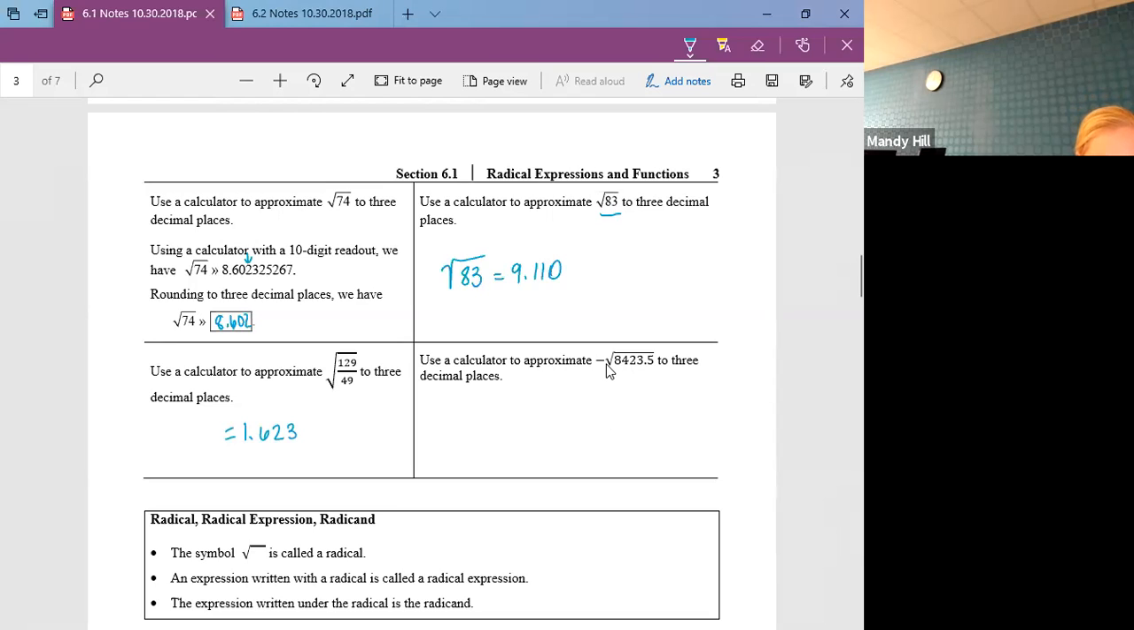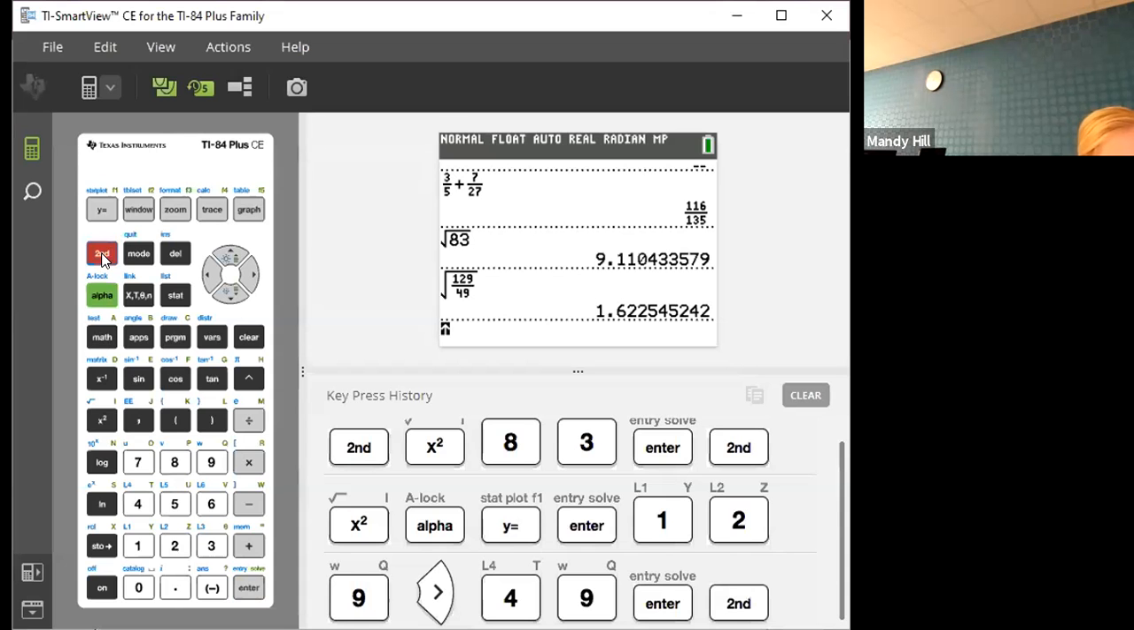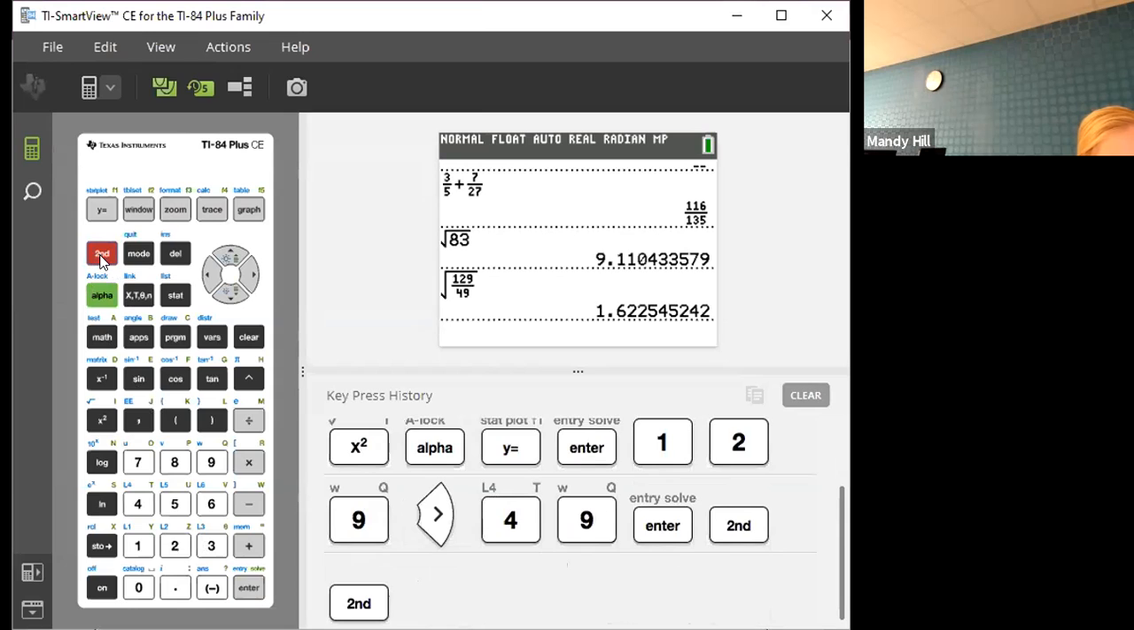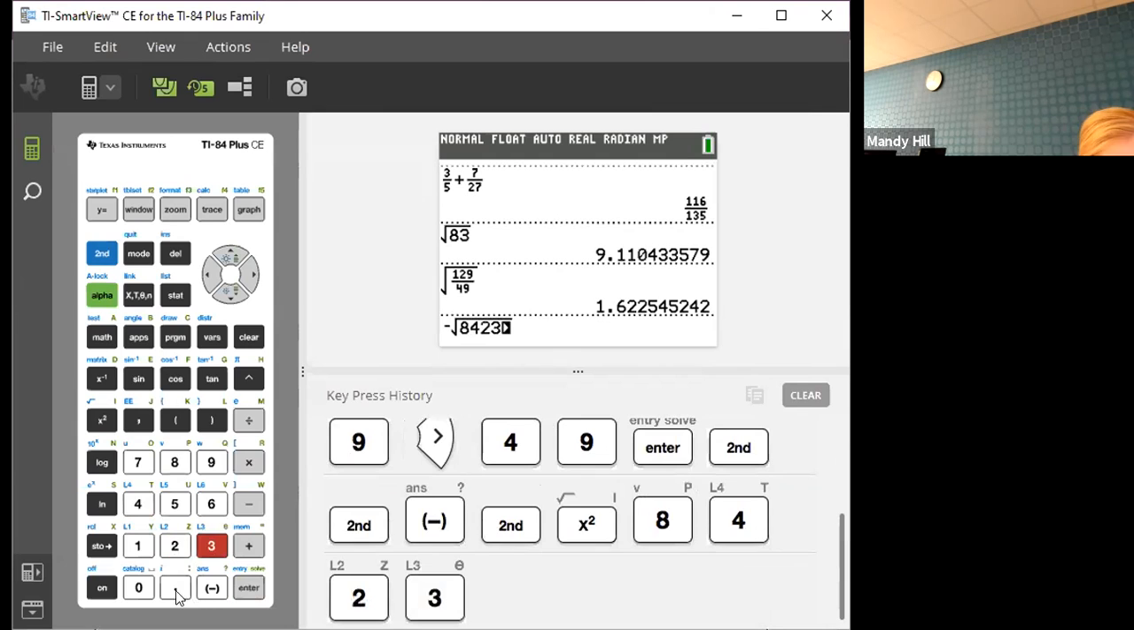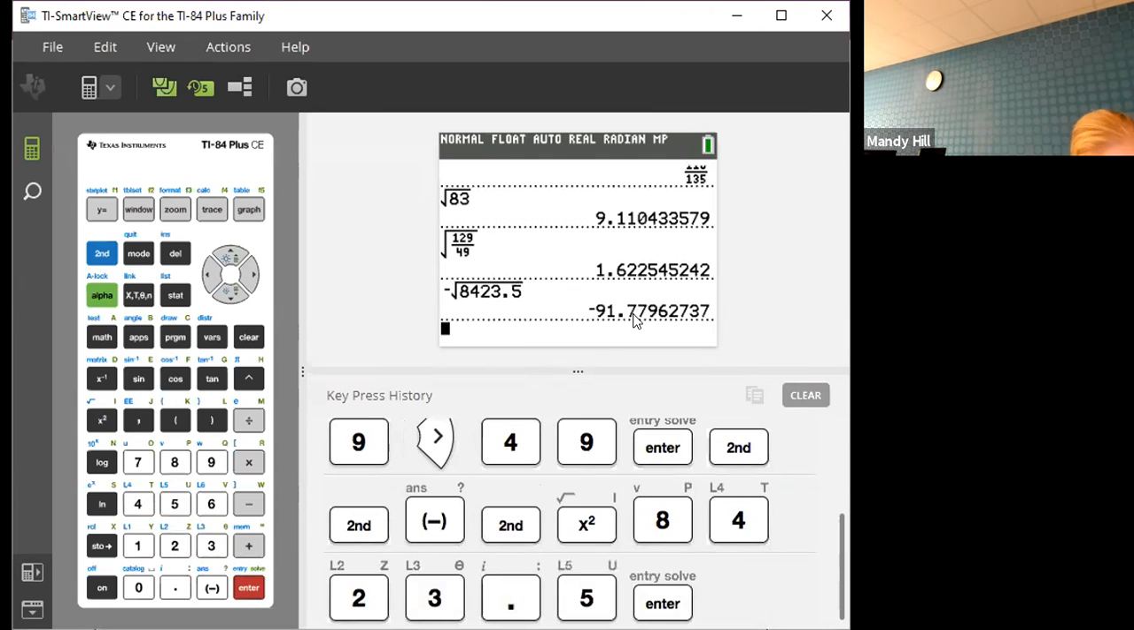Okay, they want us to use the calculator to approximate this one. We've got a negative on the outside. That's important. Okay, if the negative had been on the inside, it would be non-real, but it's on the outside of the square root sign. So I'm going to go and we're going to do second. Actually, we need to type in, let me undo that, because we want to type in our negative first, and then we want to type in square root. 8423.5, enter.